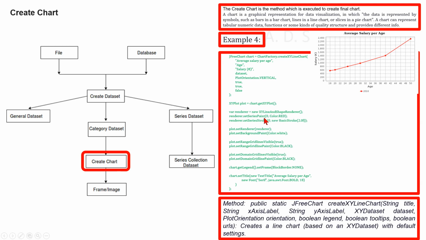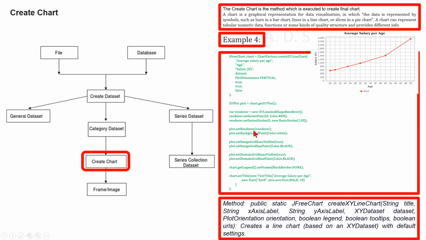This is the series index, 0 based, and this is the paint, null permitted. Here Color.red. Here the setSeriesStroke sets the stroke used for a series and sends a renderer change event to all registered listeners. Here this is the series index, 0 based, and this is the stroke, null permitted.